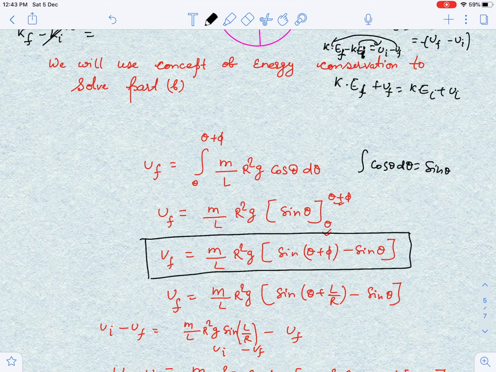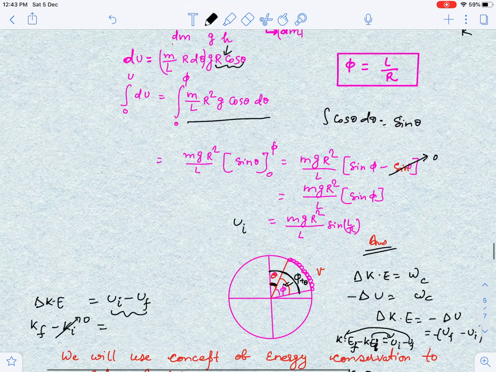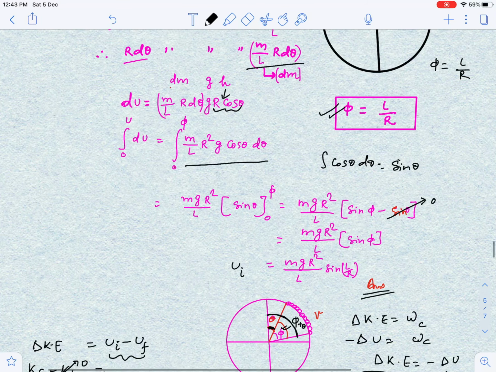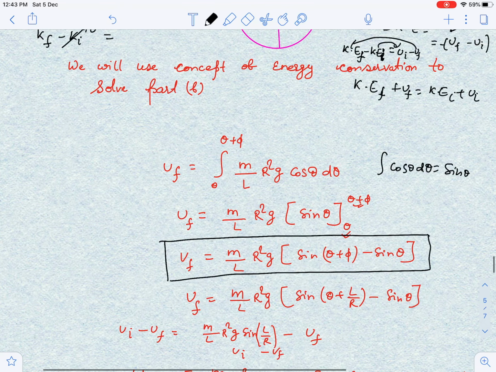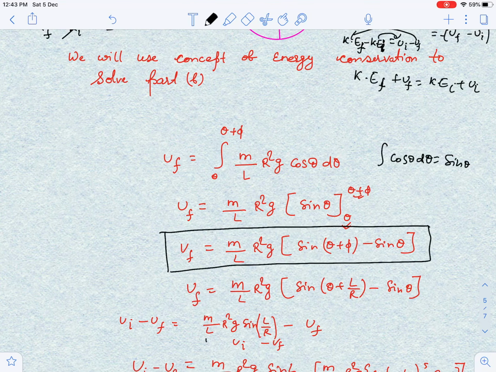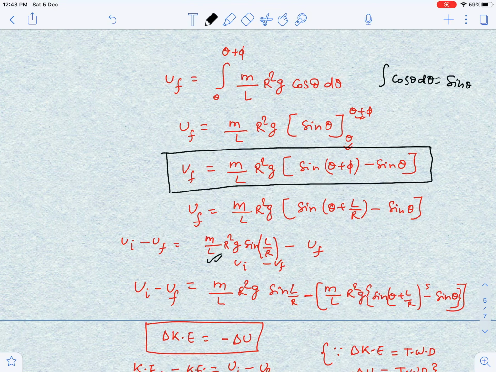So U f is equal to m by L r square g sine of theta plus phi, because you know that phi is equal to L by r from here. In place of phi I have written L by r, minus sine theta. And U initial minus U final you have to calculate. U initial, this value I have calculated in part A, and this is U final. So you have to subtract, U initial minus U final.